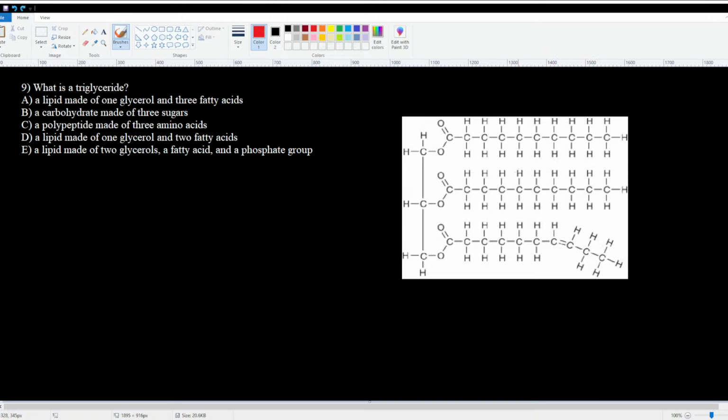So look at this, right? What does this look like? Well, this doesn't look like a sugar. This doesn't look like a carbohydrate. We can eliminate B. This also doesn't look like a polypeptide. We can eliminate that too.